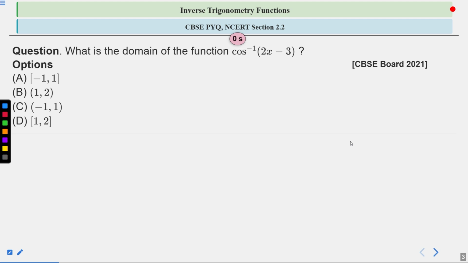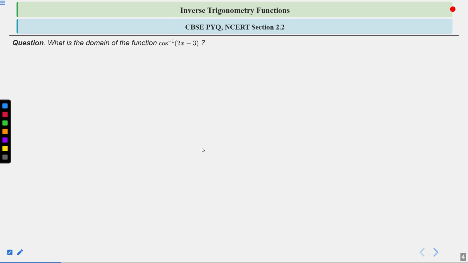Okay, let us move to the solution part. Our question was, what is the domain of the function cos inverse 2x minus 3? So the correct answer will be option D. Option D, 1 to 2, is the correct option, right? So let us move to the solution part.